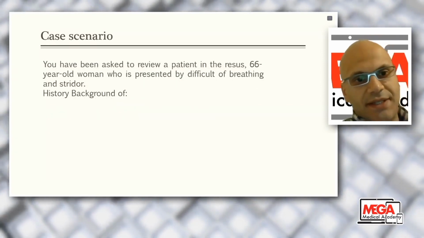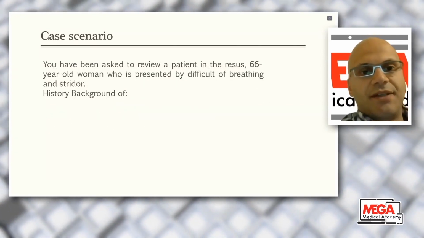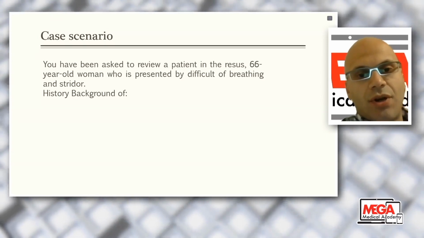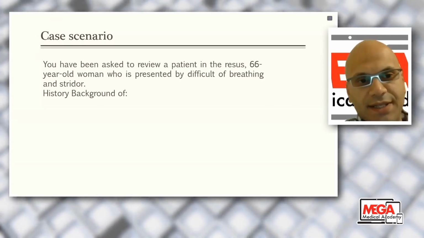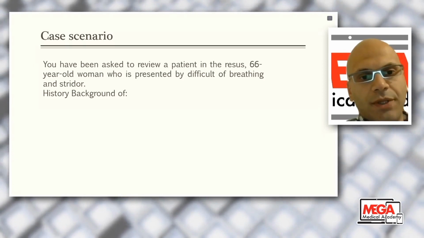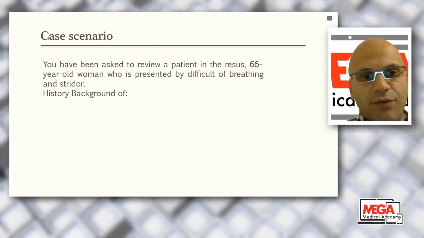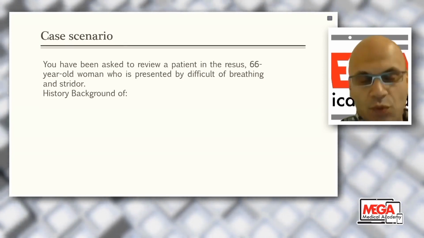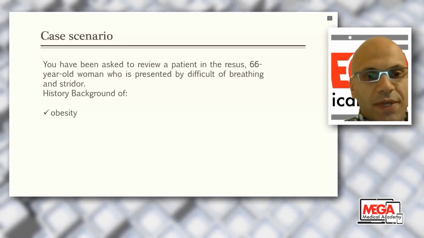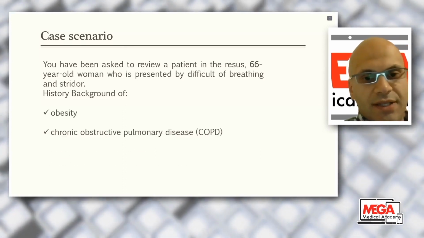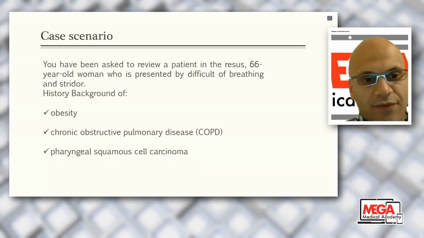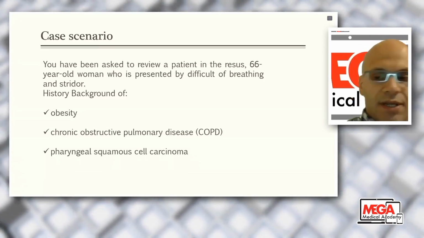So if we talk about this case, imagine you have been asked by the A&E registrar to review a patient in resus, a 66-year-old woman who presents with difficulty of breathing and stridor, with a background history of obesity, high BMI, COPD, and pharyngeal squamous cell carcinoma.